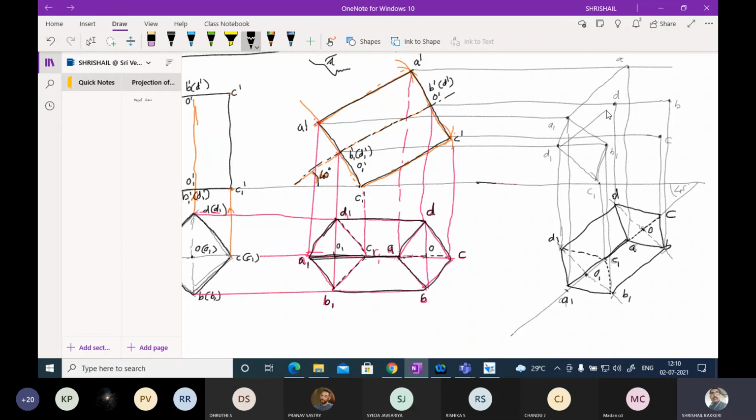Now, one small logic: A to A you join, B to D you join, B to B you join, and C to C you join, and A to B, B to C, C to D, D to A you join them. Okay, we have joined. Now please look at this. If the observer is standing here, looking from this end, which is near to the observer? B is very near to the observer.